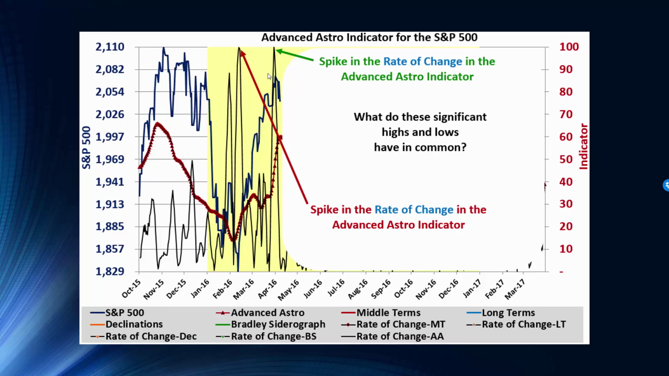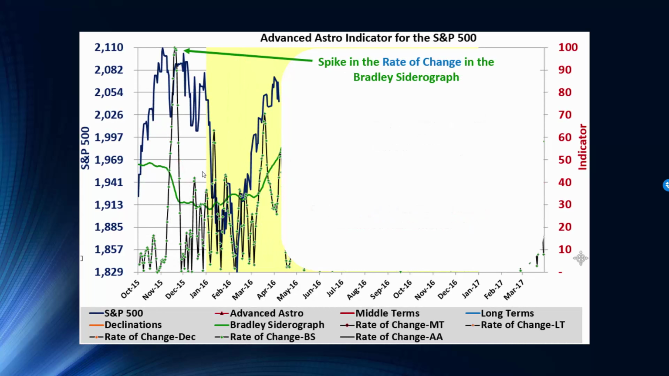Okay, so we saw how there was a spike in the rate of change for the low for the S&P 500 for the year, and for the high as of about a week ago. But what about this time period over here? If we go back to November of 2015, we had a high. So if you look at the Bradley Siderograph, this right here, this green line, this is the Bradley Siderograph.